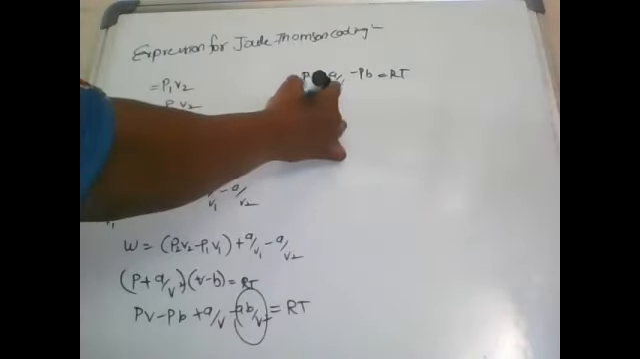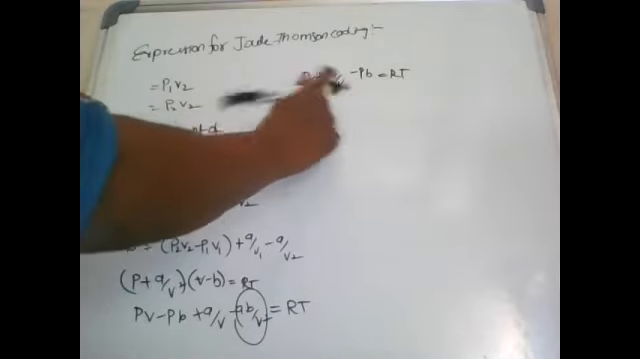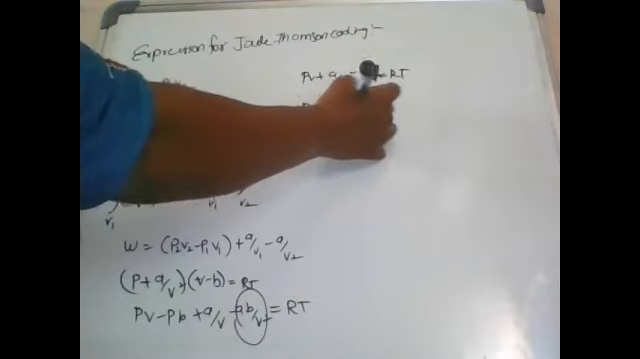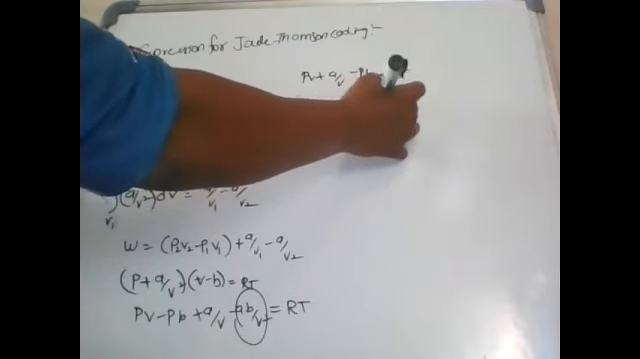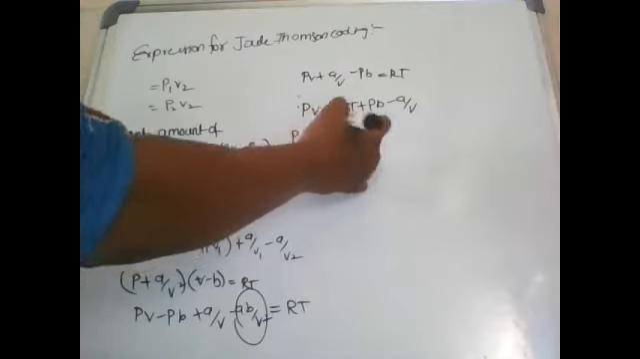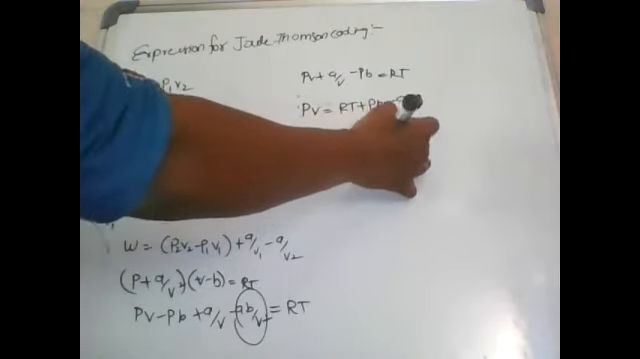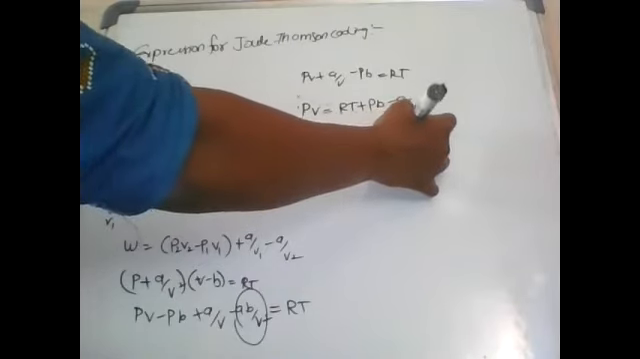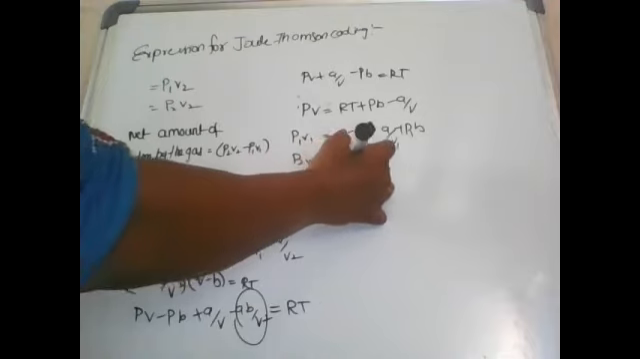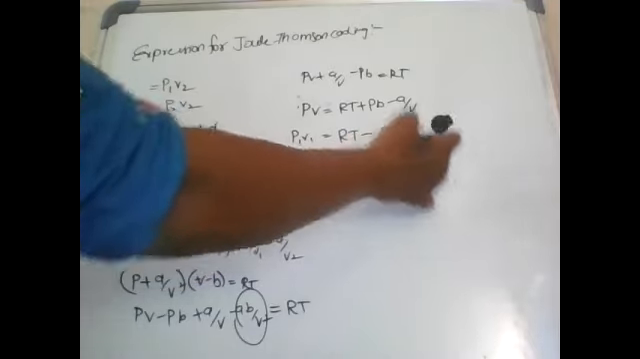Next, from this equation we can write PV equals RT plus PB minus A by V. So P1 V1 equals RT minus A by V1 plus P1 B, and P2 V2 equals RT minus A by V2 plus P2 B.